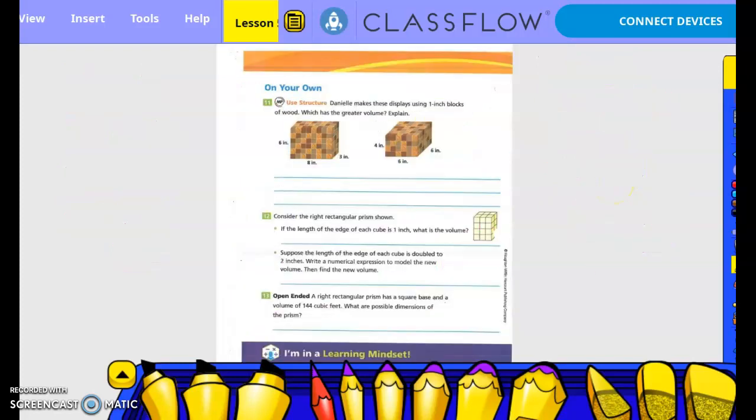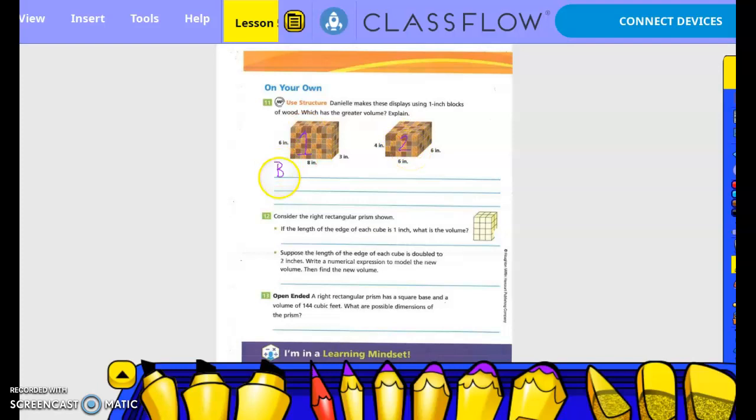On your own, use structure. Daniel makes these displays using 1-inch blocks of wood. Which has the greater volume? Explain. Okay, so we're going to call this box 1 and we're going to call this box 2.